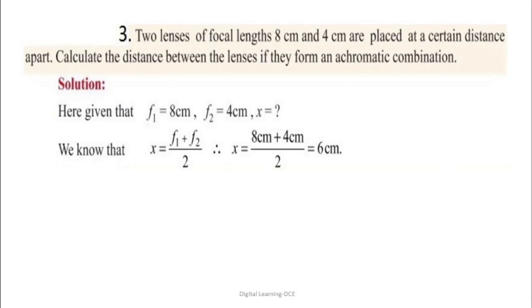Solution: here given that f1 is equal to 8 cm, f2 is equal to 4 cm, x is equal to how much? We know that x is equal to (f1 plus f2) by 2. Therefore, x is equal to (8 cm plus 4 cm) by 2, which is equal to 6 cm.